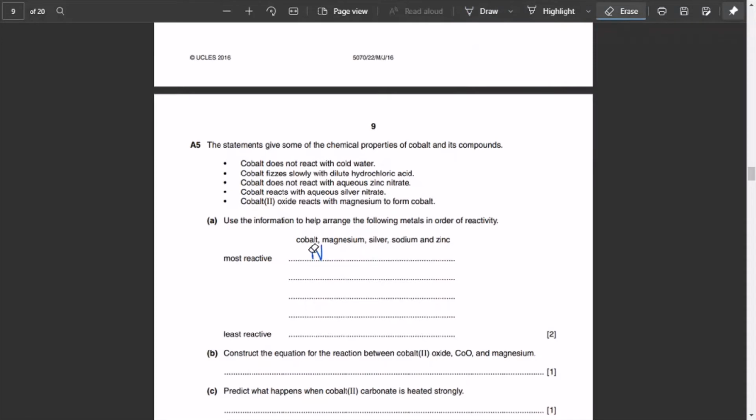Okay, just because over here we got it in words, so we're gonna write it in words. It's gonna be sodium here, because it can react with cold water, unlike cobalt and unlike any other element here. Then if you look at the second most reactive, it fizzes slowly with dilute hydrochloric acid. Magnesium does a really vigorous reaction, so it's gonna be magnesium, second most reactive amongst all.